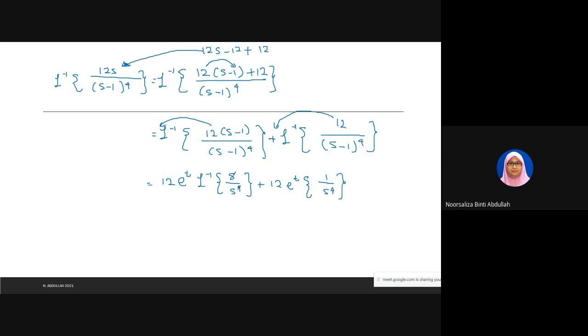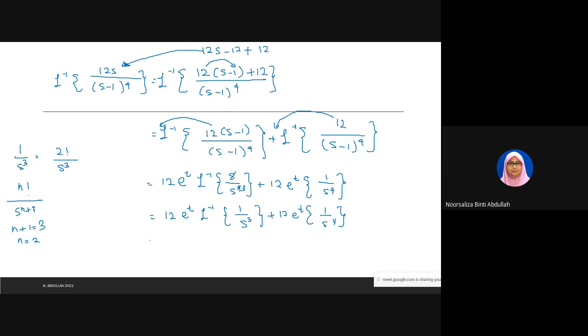This one S cancel kan? So 12 exponent T inverse Laplace 1 over S kuasa 3 plus 12 exponent T 1 over S kuasa 4. Okay. So 1 over S kuasa 3. Okay, we know that is actually, okay, so n plus 1 equals to 3, so n equals to 2. This one should be 2 factorial over S kuasa 3.